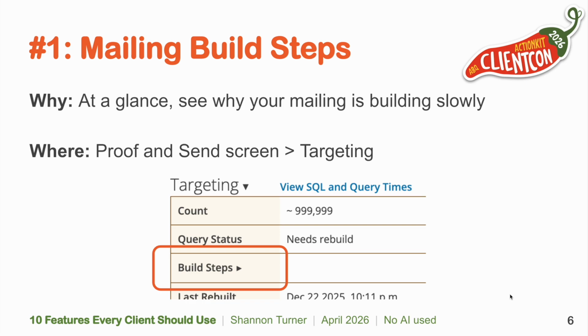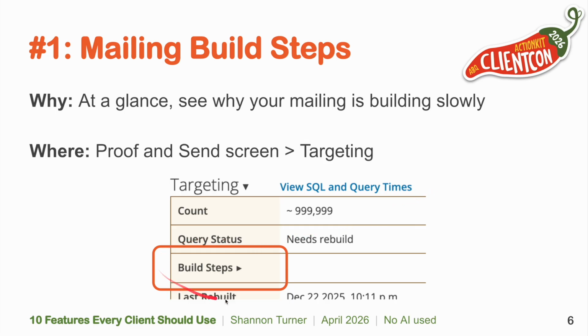Number one is mailing build steps, and this is one of my favorite features released recently. This will allow you to see at a glance why your mailing is building so slowly. Now you could do this previously, but you had to click the View SQL and Query Times link, and then you had to know which bit of SQL code corresponded to which report or which piece of your targeting, and none of it was quick or easy.